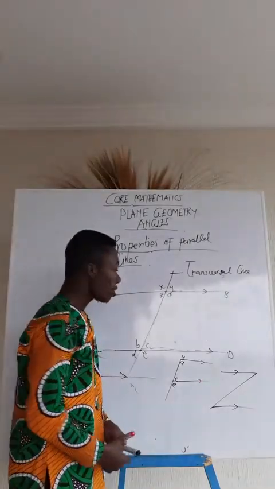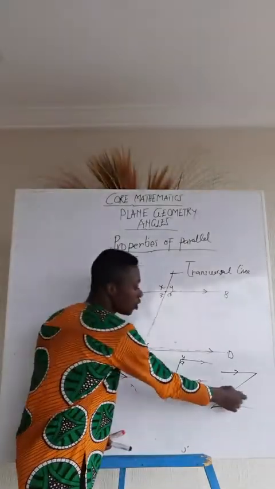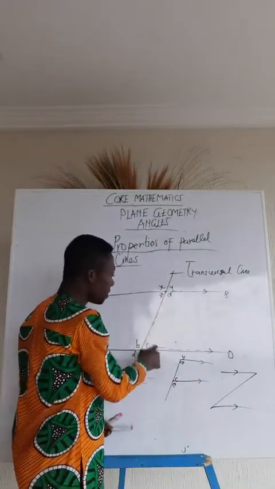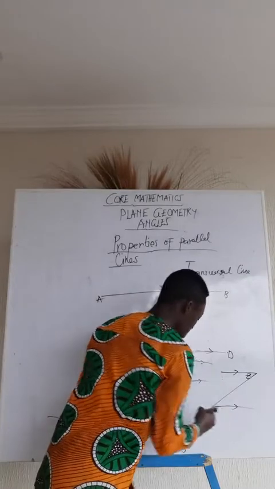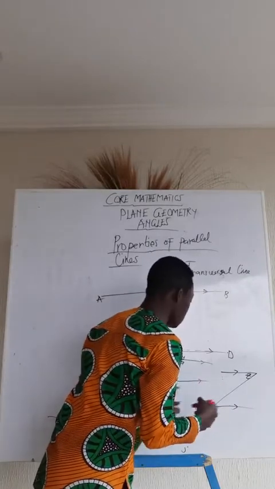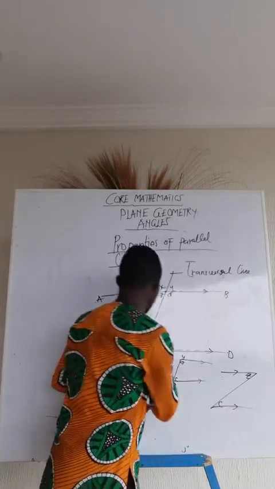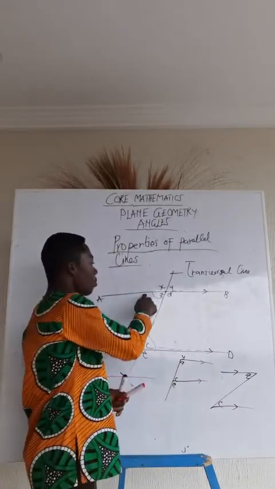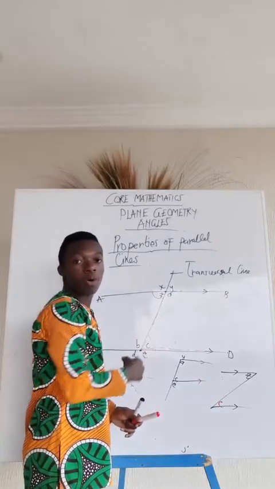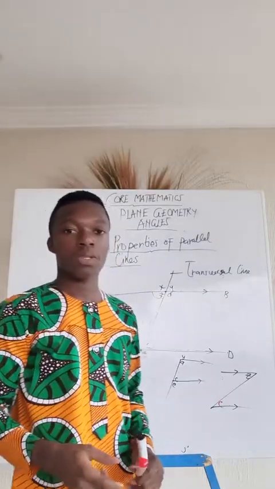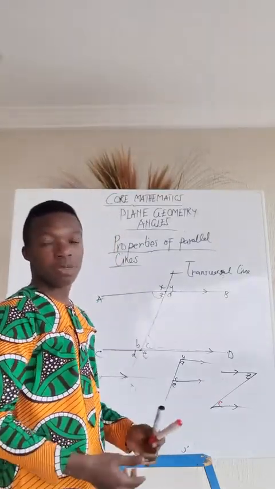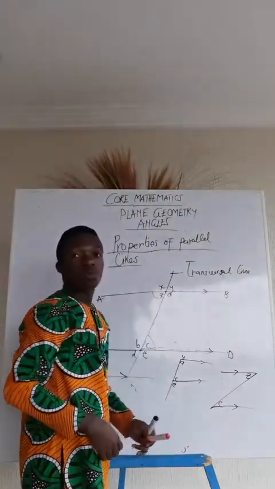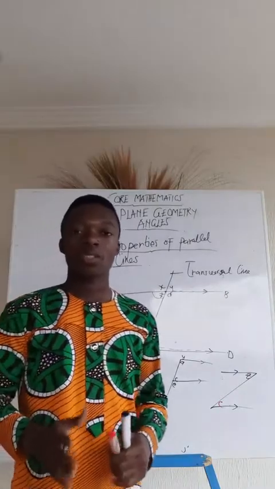Then also, you can see from the Z shape that we produce, we have Z and C here. So here is Z, then here is C. With these angles, we call them alternate angles. You can substitute one for the other because these angles are the same. We call them alternate angles.